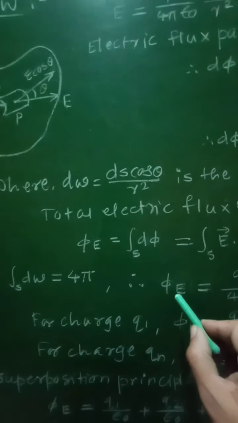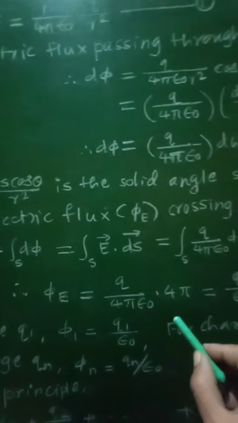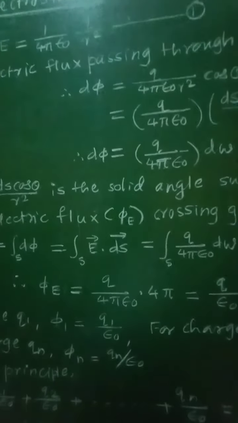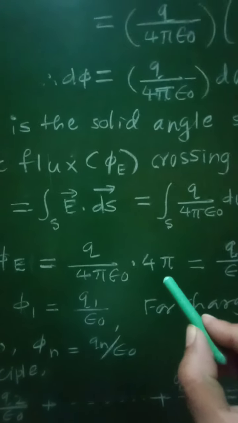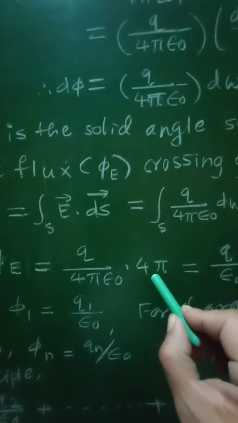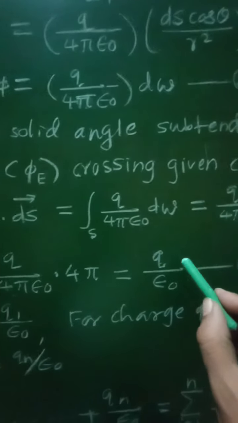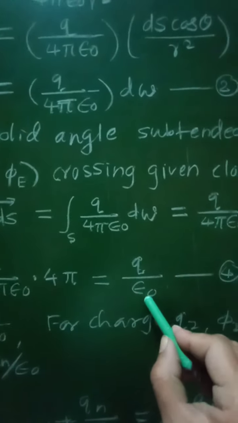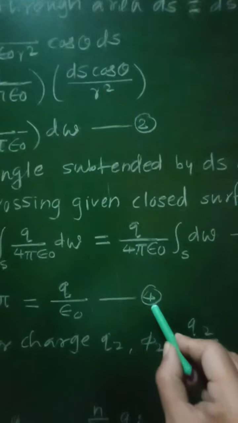Therefore we can write phi E equal to Q upon 4 pi epsilon 0 into the value of integration of d omega, that is 4 pi. 4 pi will get cancelled, and therefore we will get Q upon epsilon 0, that is the value of phi E, as equation number 4.